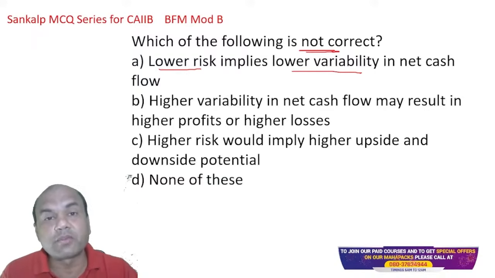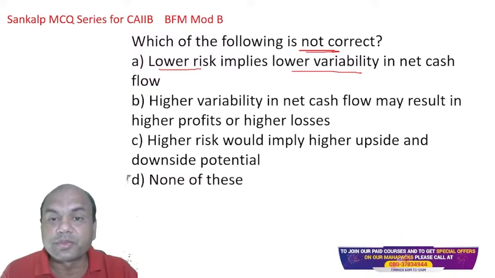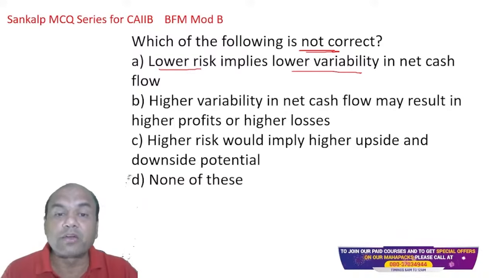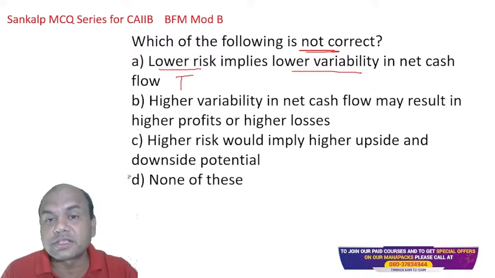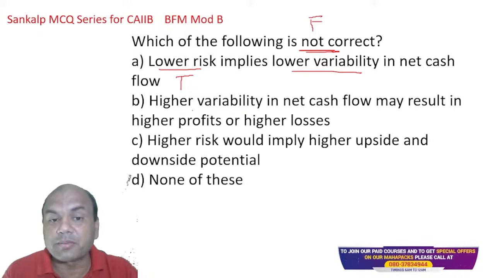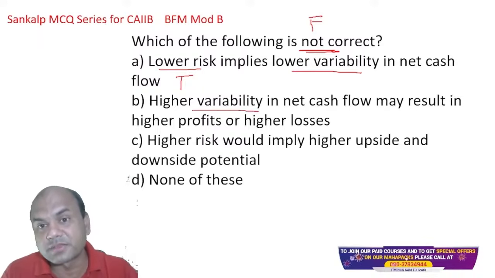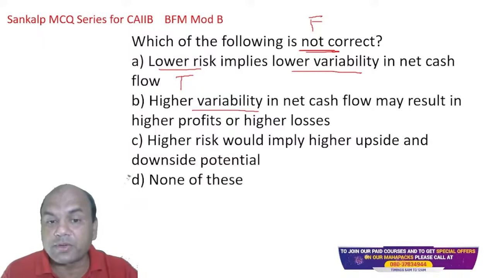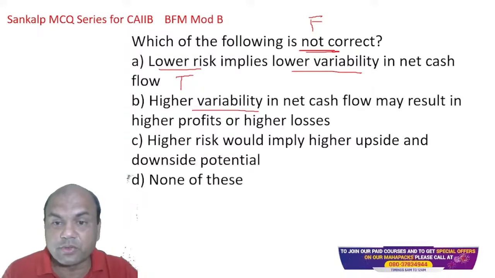Suppose one month I'm getting 1 lakh. Next month I'm getting 2 lakhs. After that month I am getting zero. So that is higher variability. So that will be a higher risk. So this is true. We want false, isn't it? What is our target? Our target is false. Higher variability in net cash flow may result in higher profits or higher losses. So with higher variability, sometimes I'm getting huge cash, sometimes no cash. So it may result in higher profits or higher losses, both. That is true again, isn't it?